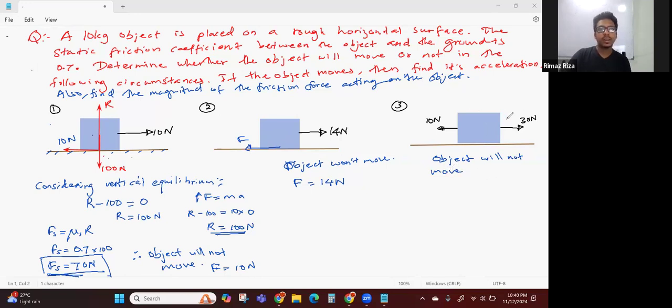In the third one also, the object will not move, because we can see the resultant force in this direction is 20 Newton. So still it's very much less than the limiting friction force. So the object will not move. F equals 20 Newton.